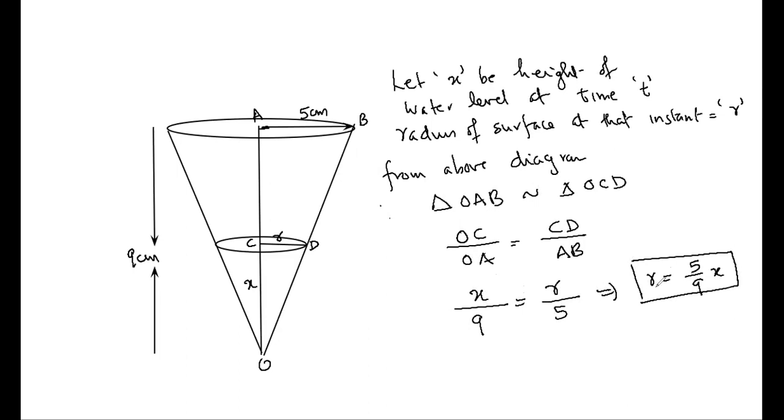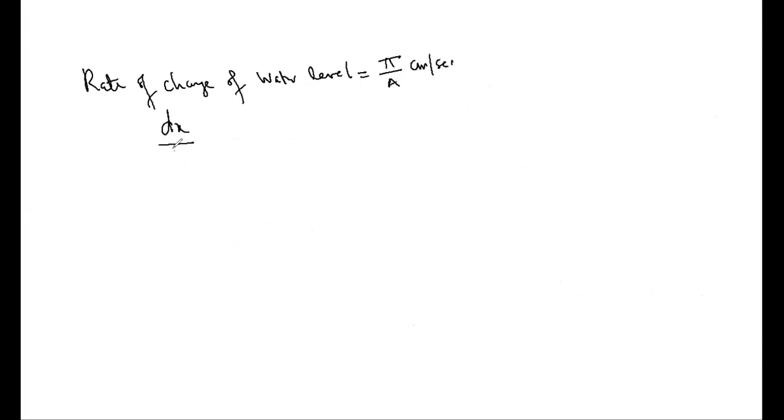So now we have only two variables in this whole equation. One is the height and the other is the time. So what is given to us is the relationship between X and A. So I'm writing on the next page. The rate of change of water level is given to be pi upon A centimeters per second. So dx by dt is pi upon pi r square.